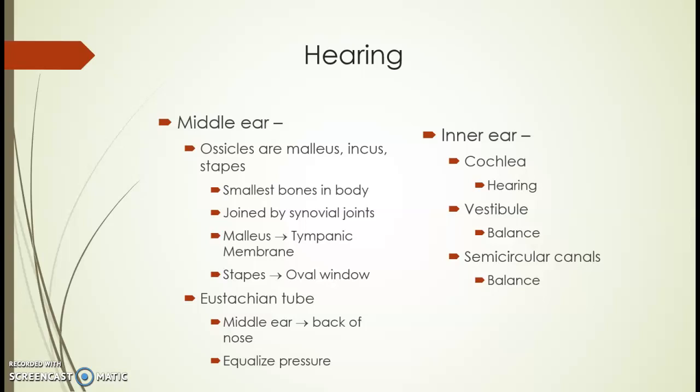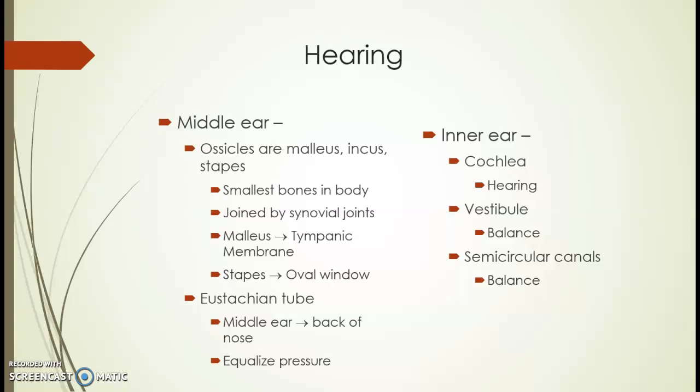The ossicles are the smallest bones in the body and are joined by synovial joints, creating a bridge to span the middle ear. The malleus also connects to the tympanic membrane, while the stapes is connected to the oval window, which separates the middle ear from the inner ear.